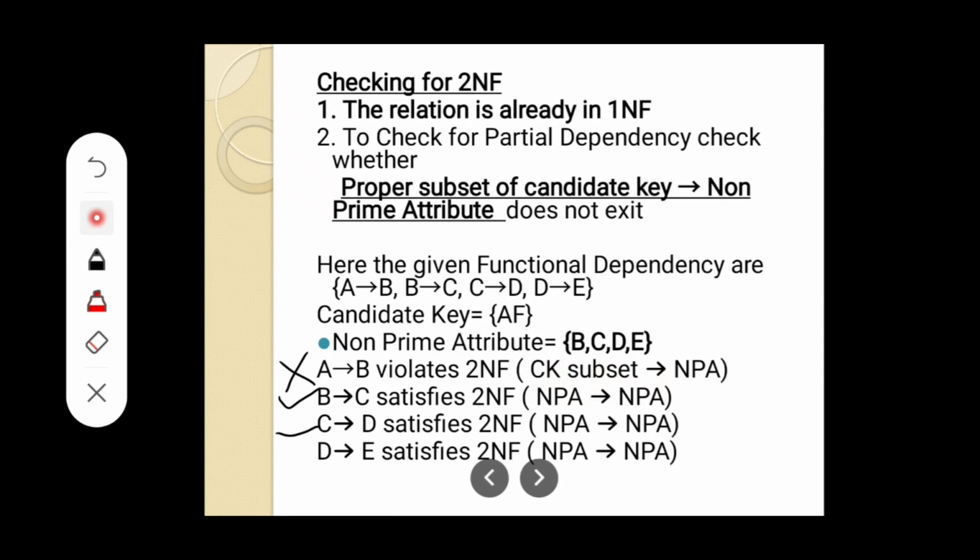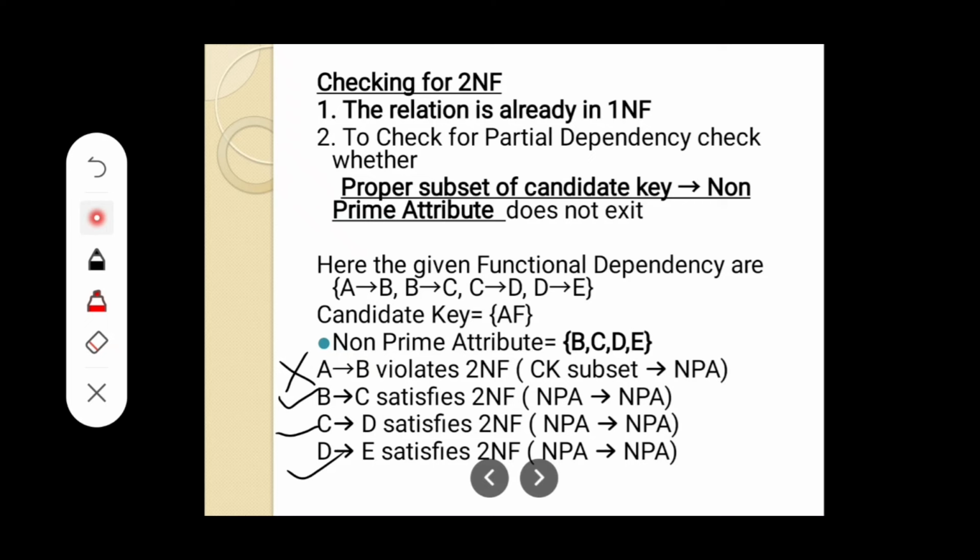That is actually violating our 2NF rule. Now last one, D determines E. What is D? D is a non-prime attribute. E is also a non-prime attribute. So that also satisfies 2NF because non-prime attribute determines non-prime attribute. So only the first functional dependency is actually violating 2NF.